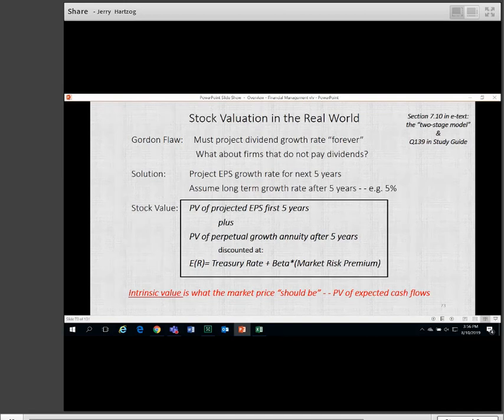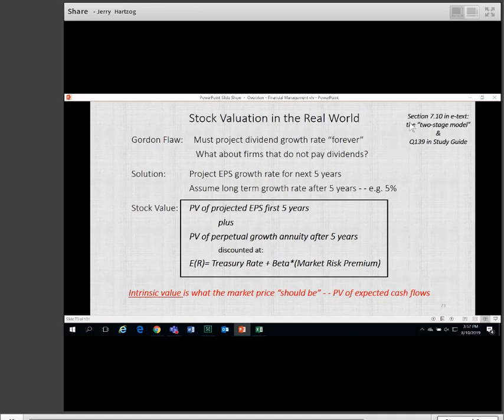So what do we end up with? The value of the stock is the present value of the projected earnings per share the first 5 years, plus the present value of a perpetual growth annuity after 5 years. In other words, the Gordon growth model with 5% growth rate. And what discount rate are we going to use? Again, we're going to the capital asset pricing model. We're going to use treasury rate plus beta times the market risk premium. So this is the analysis they go through.